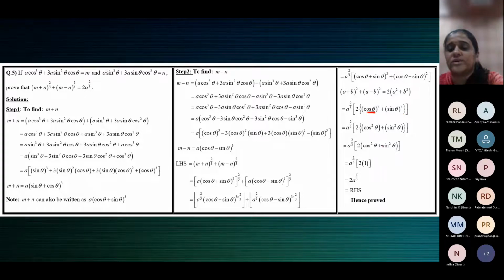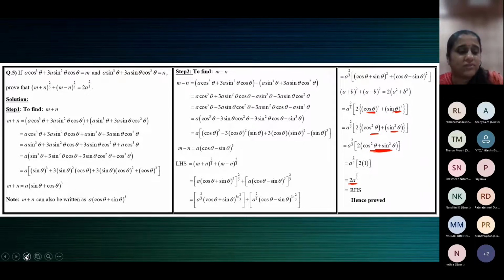Cos theta the whole square is cos square theta, sin theta the whole square is sin square theta. So you'll get 2 into cos square theta plus sin square theta, which is 1. 2 into 1 is 2, and 2 into a to the power 2 by 3 is 2a to the power 2 by 3, which is the RHS.